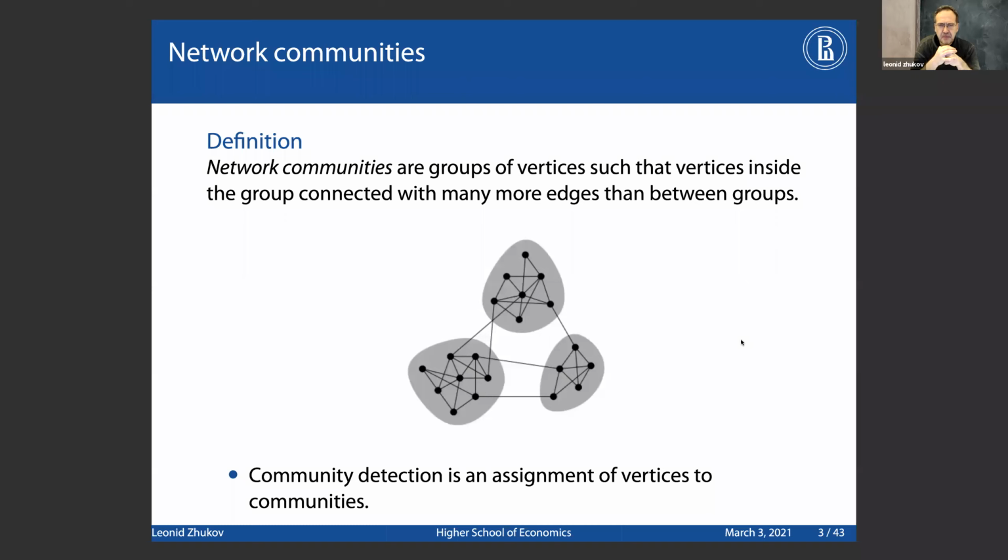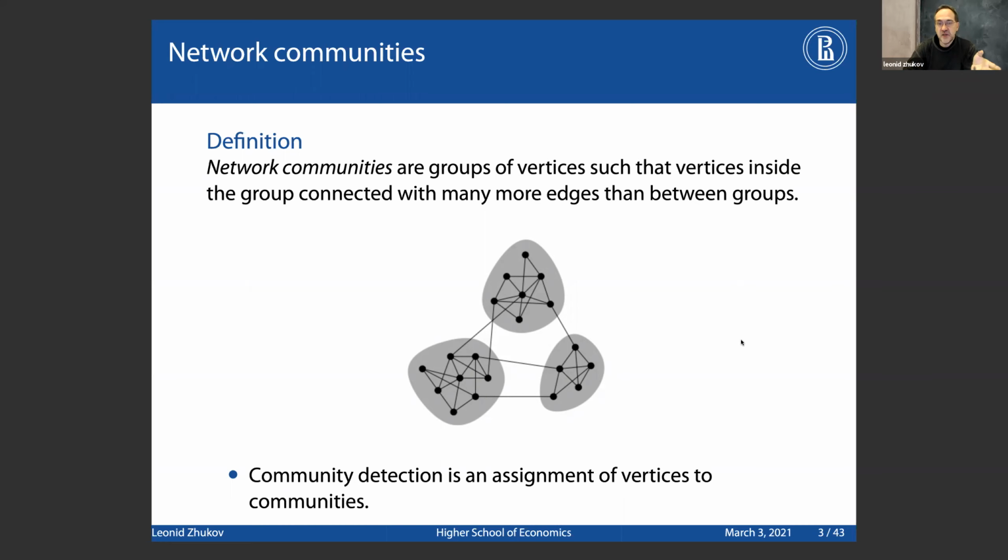So the definition is a little bit vague and allows for flexible interpretation, but there is a reason for that. In some way, it's the same as when you work with data science or data mining, the definition of a cluster, what constitutes a good cluster. Now, in this sense, we can think about community detection as an assignment of vertices to communities.